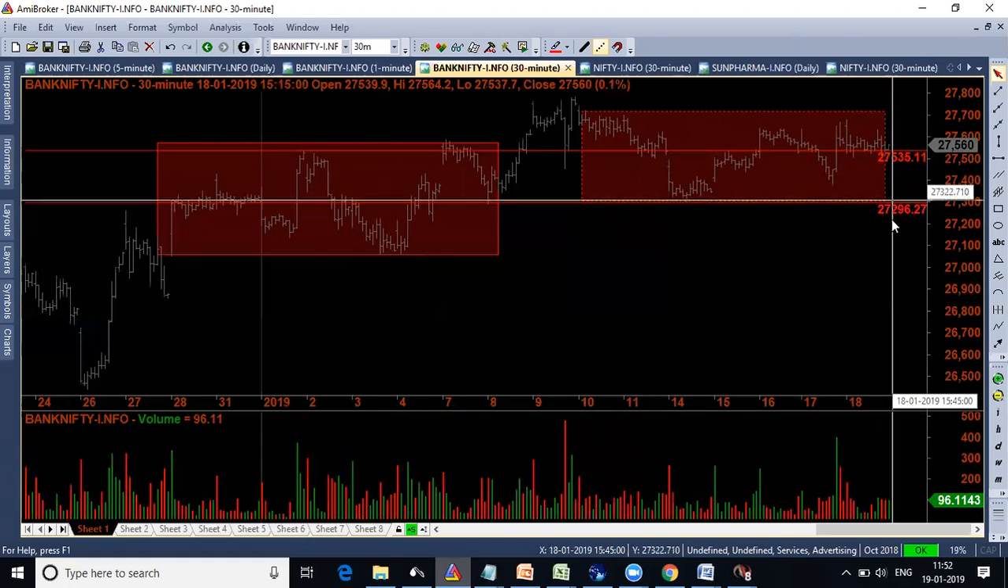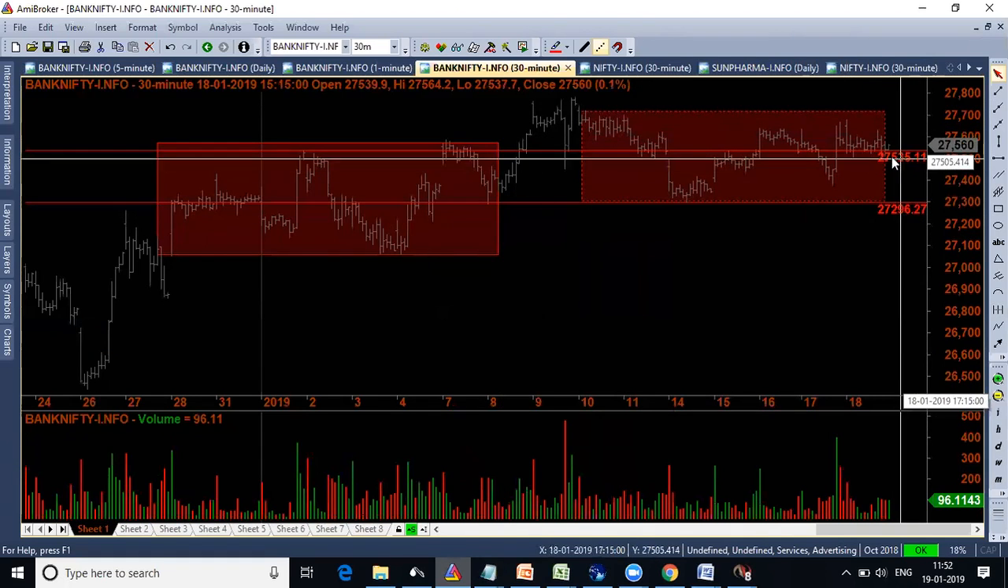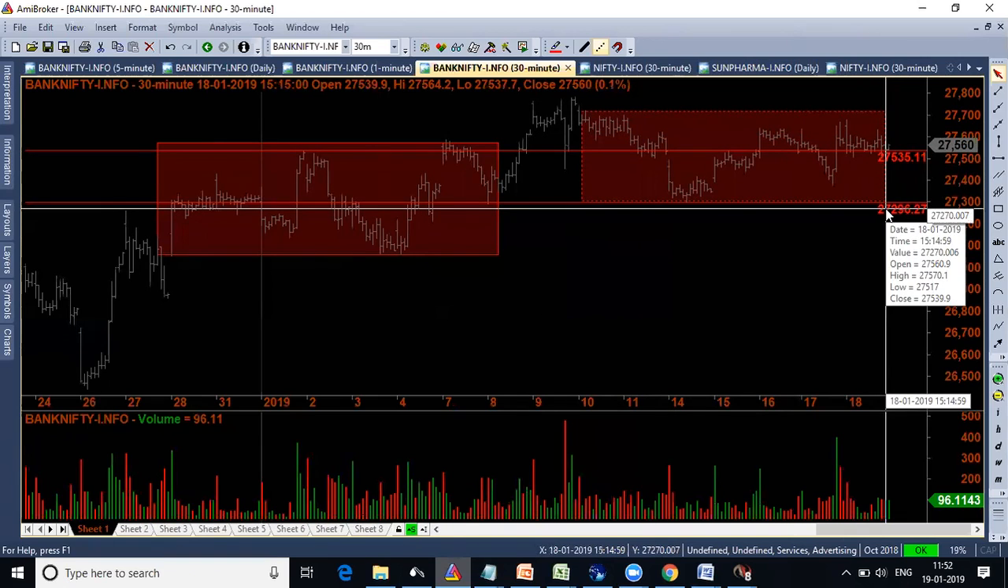So if the price breaks down, the price has all the odds of breaking down in Bank Nifty. We already talked about this. Still, we have a lot of weaker references. We have a lot of weaker stops.